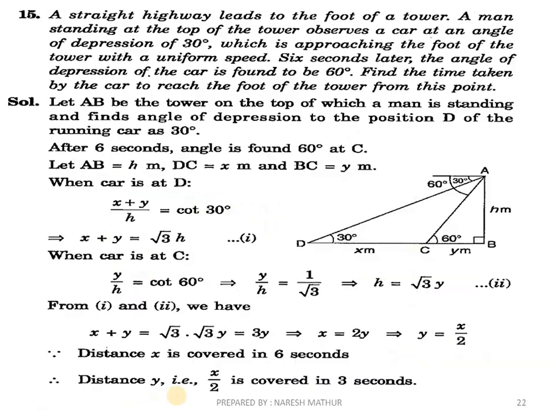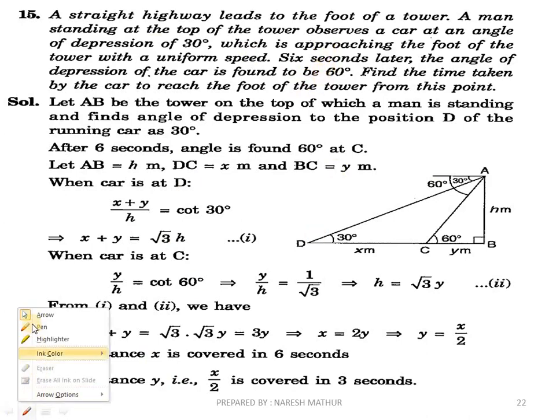Alright. In the 15th question, it is given that a straight highway leads to the foot of a tower. A man standing on the top of the tower observes a car at an angle of depression 30 degrees, and after sometime, 6 seconds, the angle of depression becomes 60 degrees.